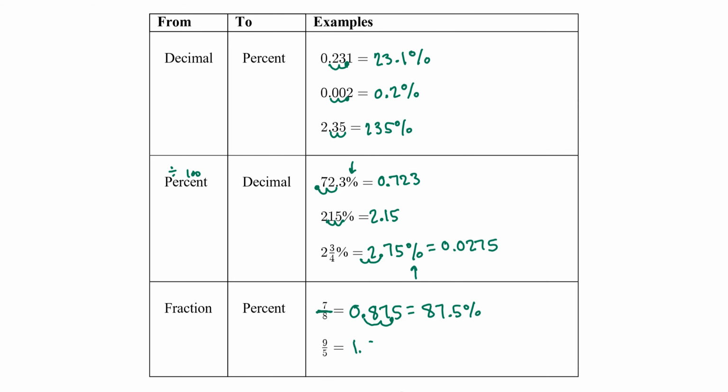Notice 9/5 is an improper fraction, so when I divide 9 by 5, I end up with 1.8. So something bigger than 1. So the decimal value is 1.8. I'm going to move that decimal 2 places to the right. We get 180%. Okay? So I'm assuming that you already knew this, but again, it's a great idea to review this and hash out these details before we look at our more complicated formulas.